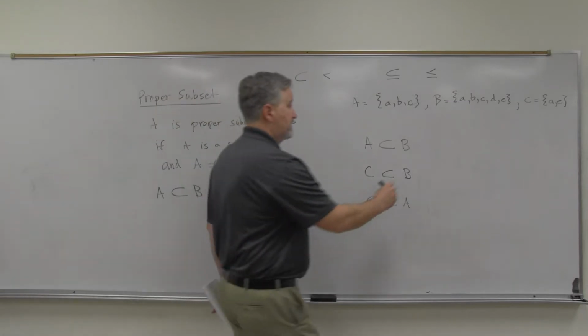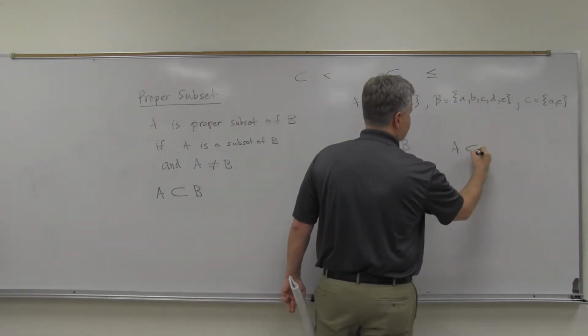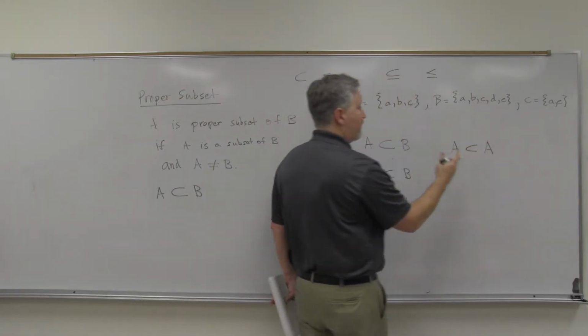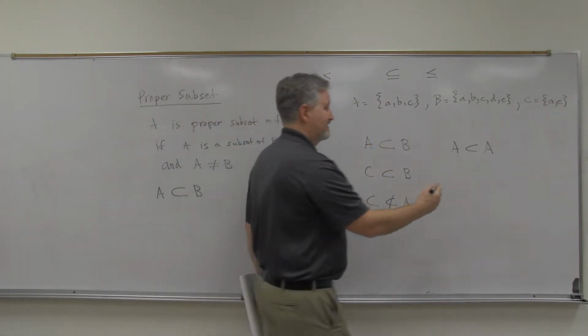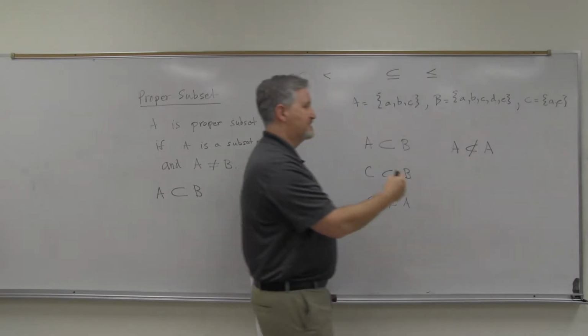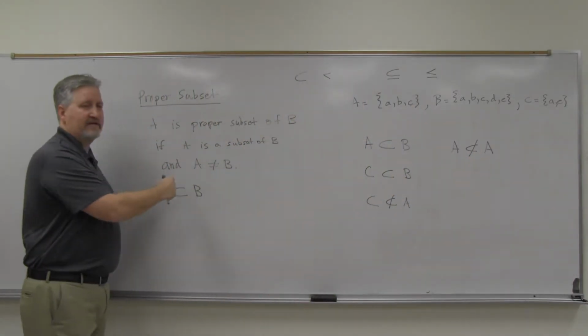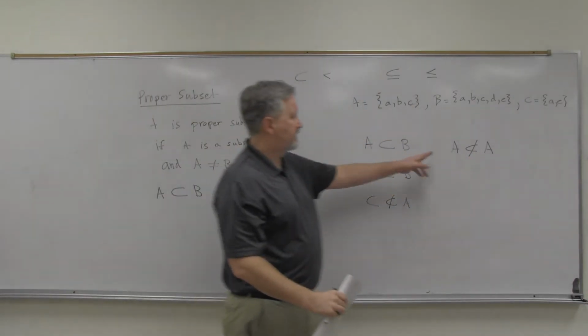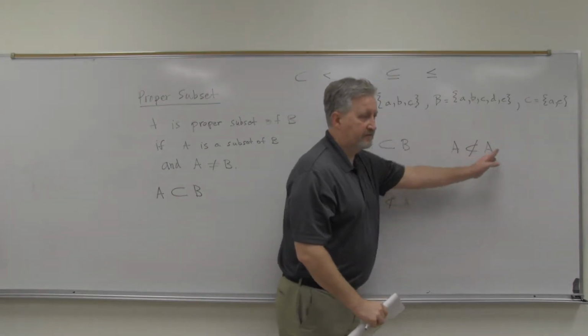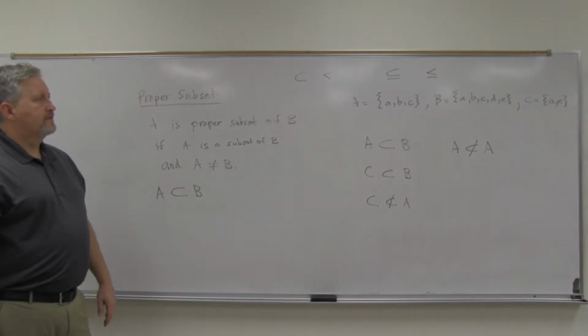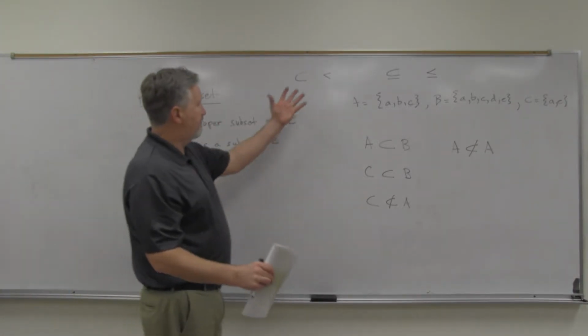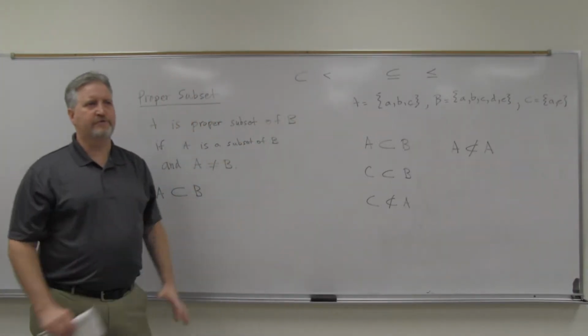But when I get to the ones like this, A was a subset of A, but is A a proper subset of A? No. Because to be a proper subset, this one can't be equal to that one. And they're definitely equal there, for sure. Same letters, okay? So, like I said, the proper subset just takes the equal to part of it out.